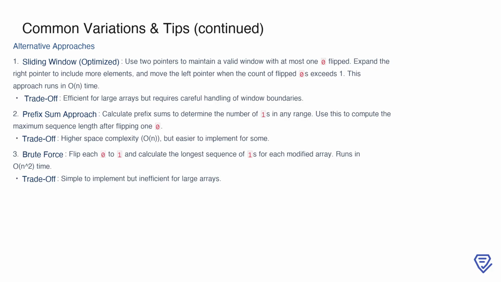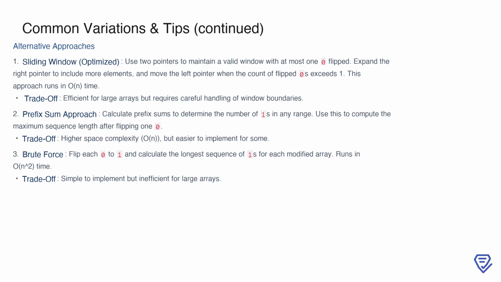To wrap up, let's look at some alternative approaches to solving this problem. The optimized sliding window technique uses 2 pointers to maintain a valid window with at most one flipped 0. You expand the right pointer to include more elements and move the left pointer when the count of flipped 0s exceeds 1. This method is efficient, running in O(n) time, but requires careful handling of the window boundaries to ensure correctness.